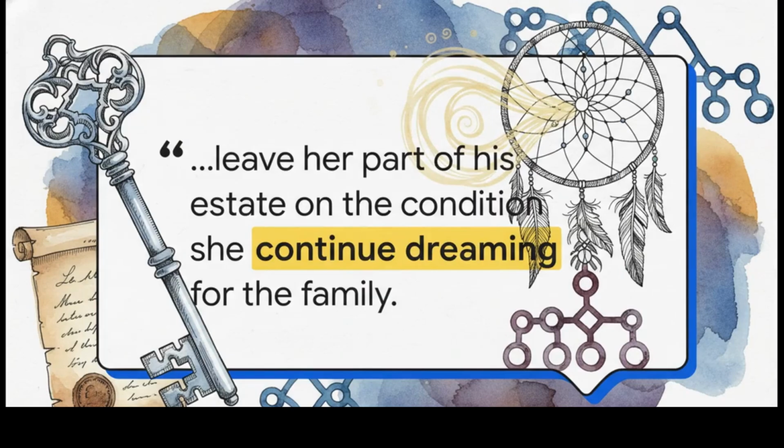And wouldn't you know it, in the story, the head of the household dies. But in his will, he leaves Frau Frida a chunk of his estates. But here's the kicker. It's on the condition that she keeps dreaming for the next generation. The system, the whole dream ritual class, is formally passed down. It's inherited by the rest of the family.